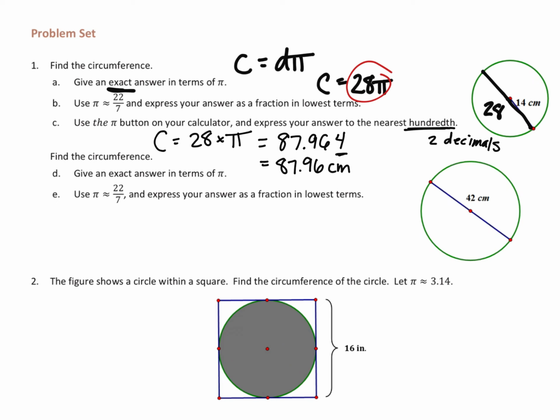In this one, the square has a side length of 16 inches, but the distance here is the same. So this is also 16 inches, and that is the diameter of the circle. So to find the circumference, we use diameter times pi. In this circle, the diameter is 16, and it wants us to use 3.14 for pi. So your circumference comes out to 50.24 inches.